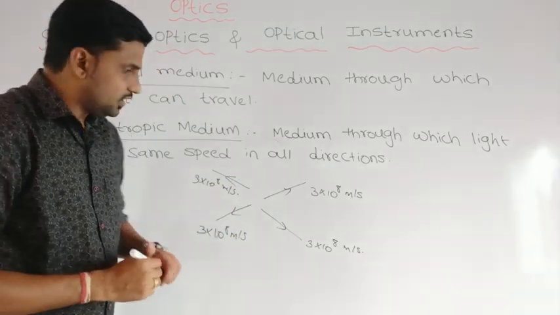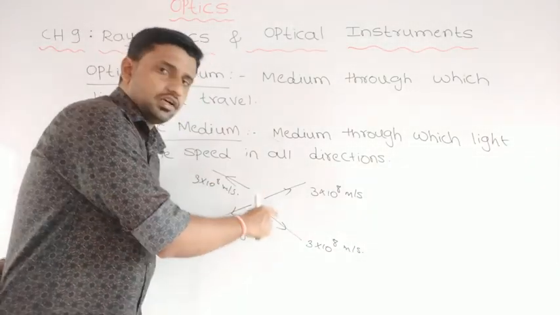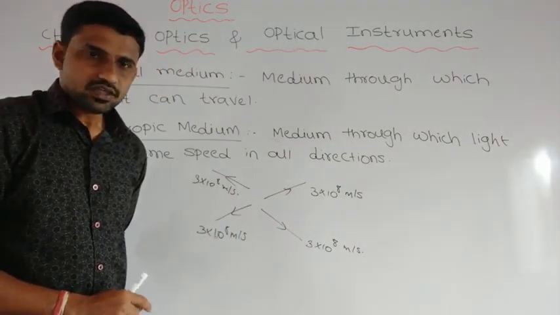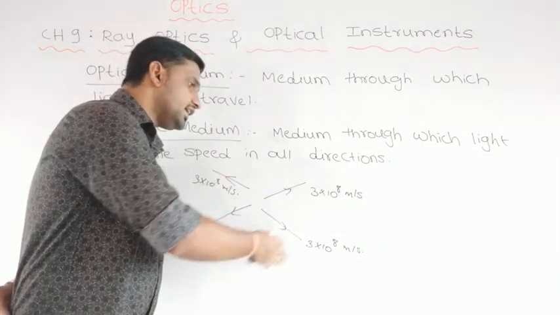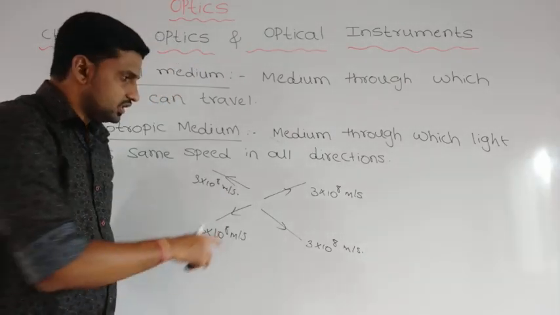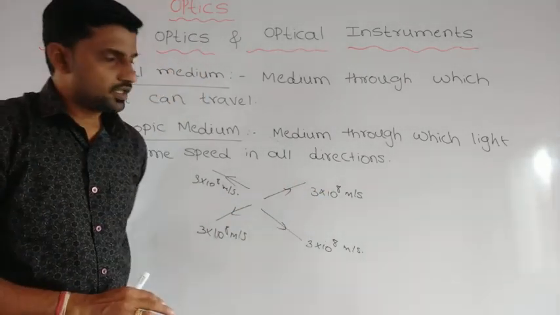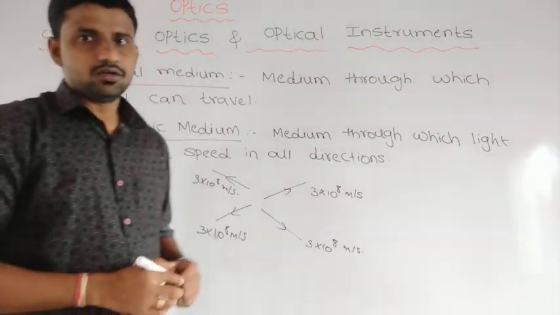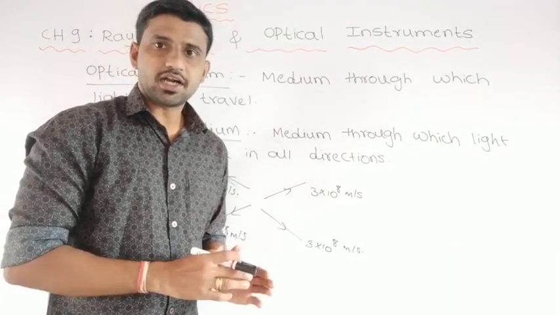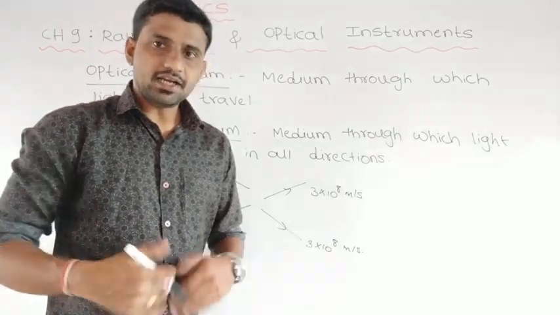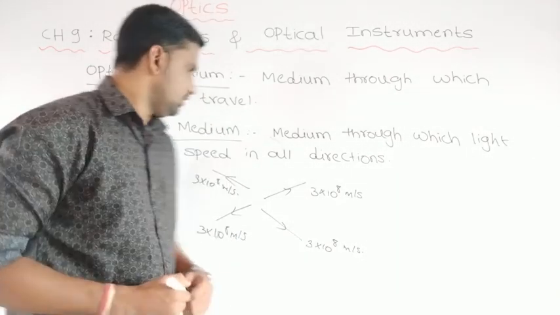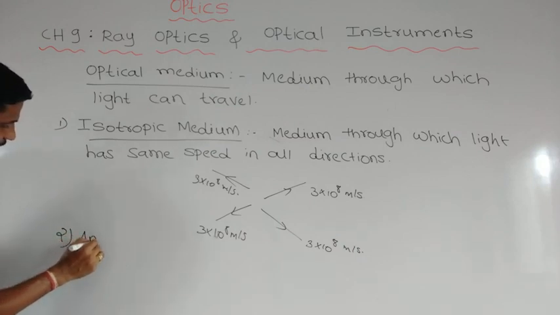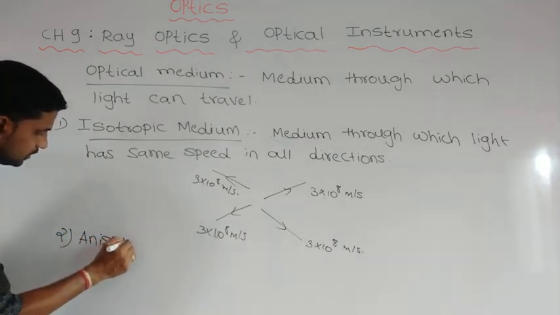If you observe here, all the 4 rays of light have different directions, right? And in all the different directions, the light has the same speed. Then that type of medium is called an isotropic medium. Okay, this is one kind of optical medium. And another type of optical medium is an anisotropic medium. That is the second one, anisotropic medium.